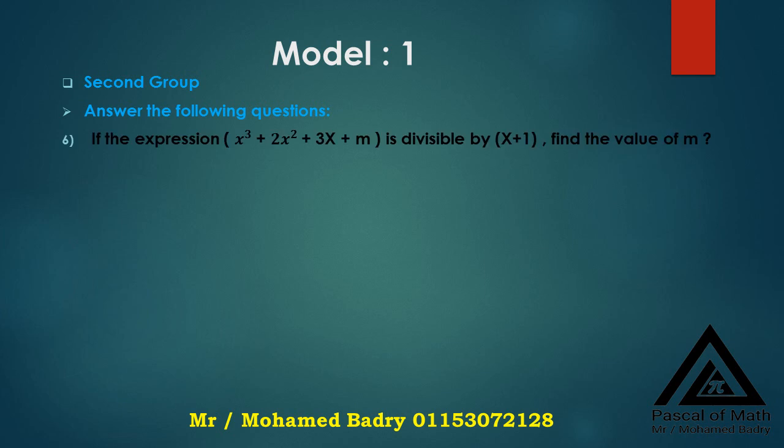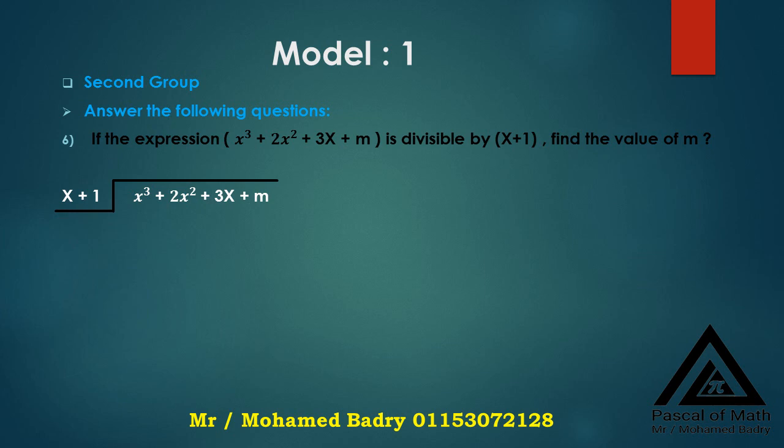Question 6. If the expression x power 3 plus 2x power 2 plus 3x plus m is divisible by x plus 1, find the value of m. We will do long division. X power 3 plus 2x power 2 plus 3x plus m divided by x plus 1. In long division, there are 4 steps. First step, divide. Second step, multiply. Third step, minus. Fourth step, bring down.